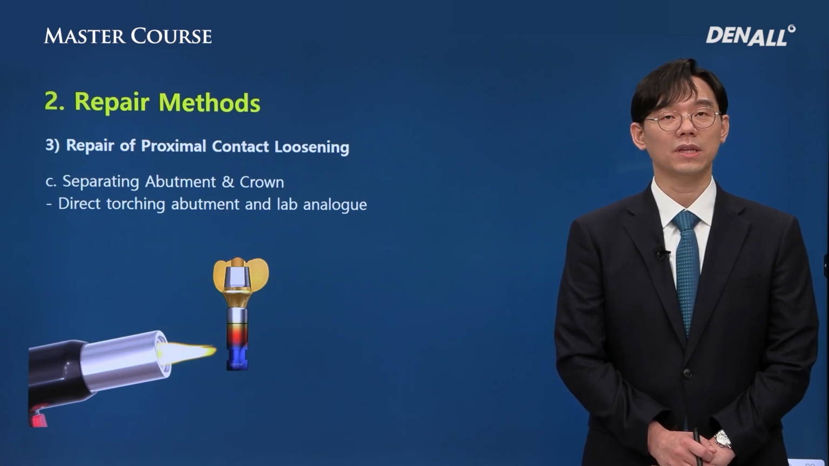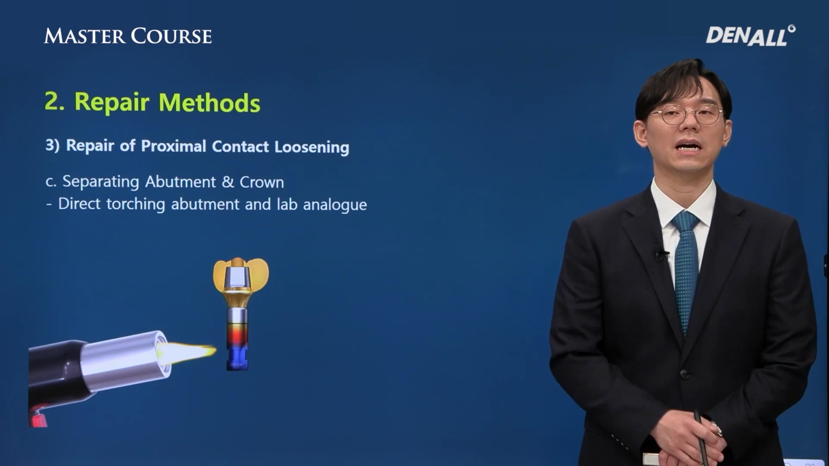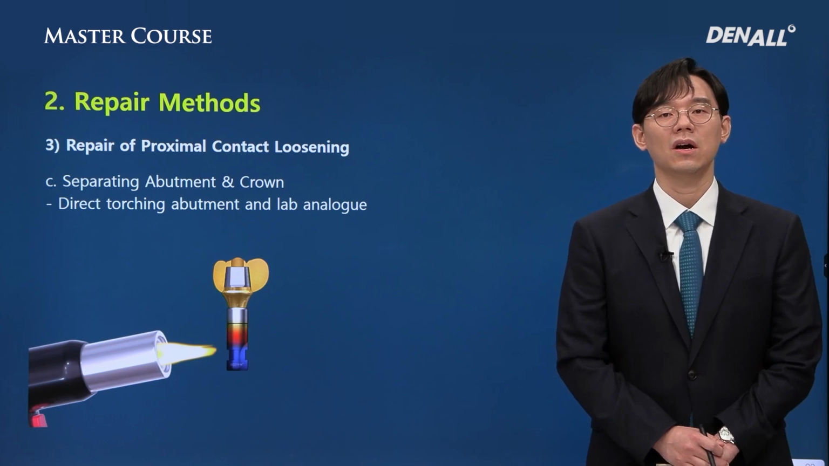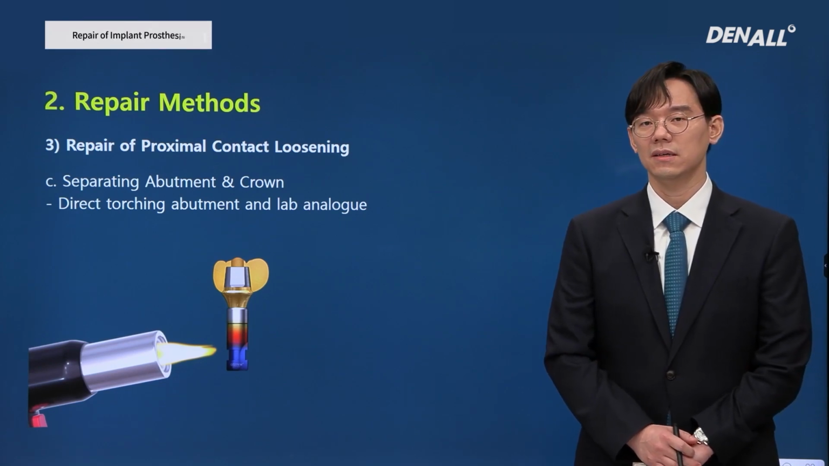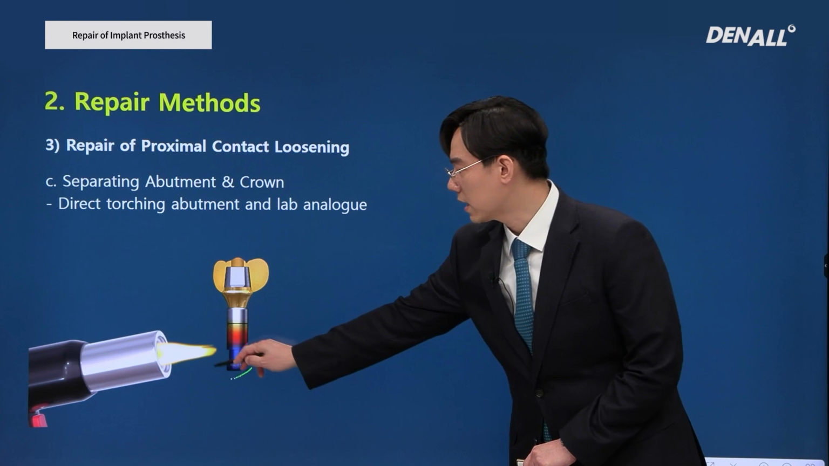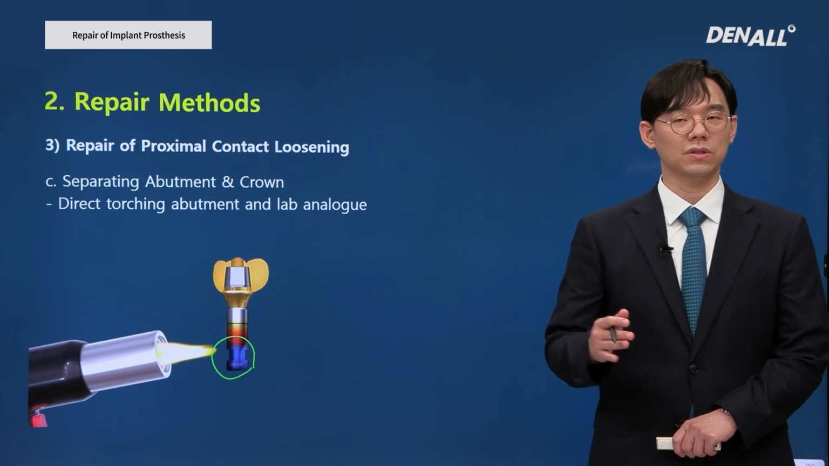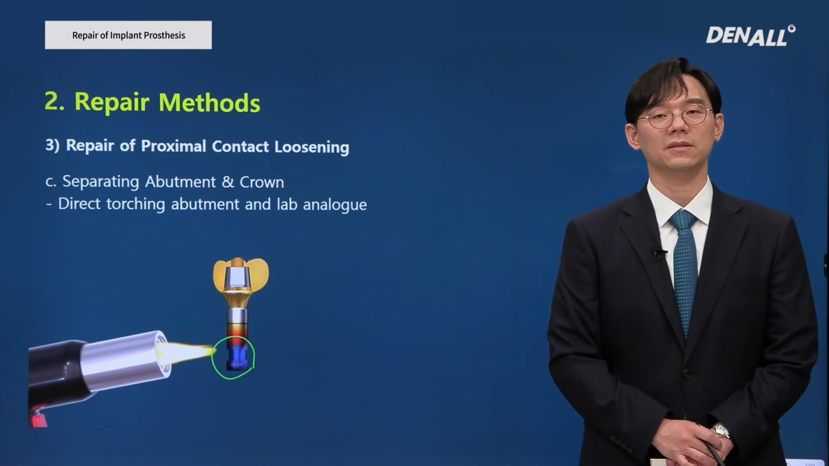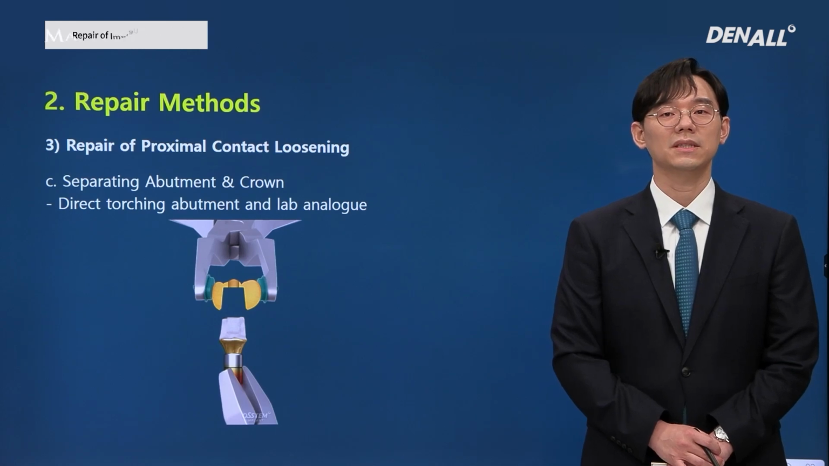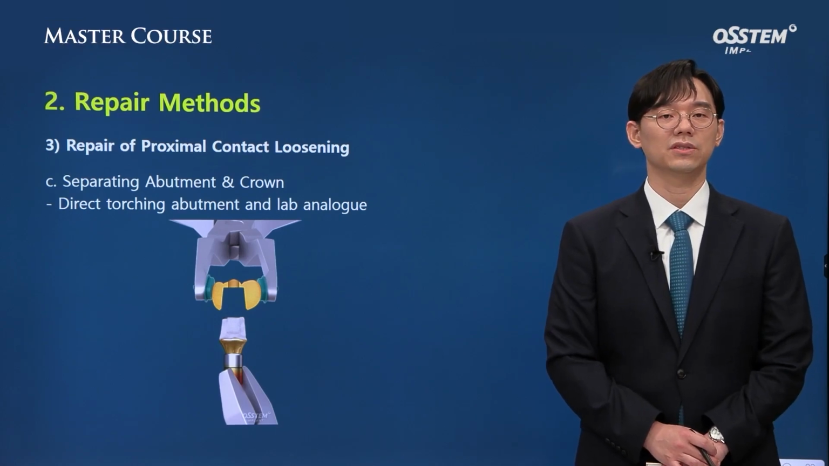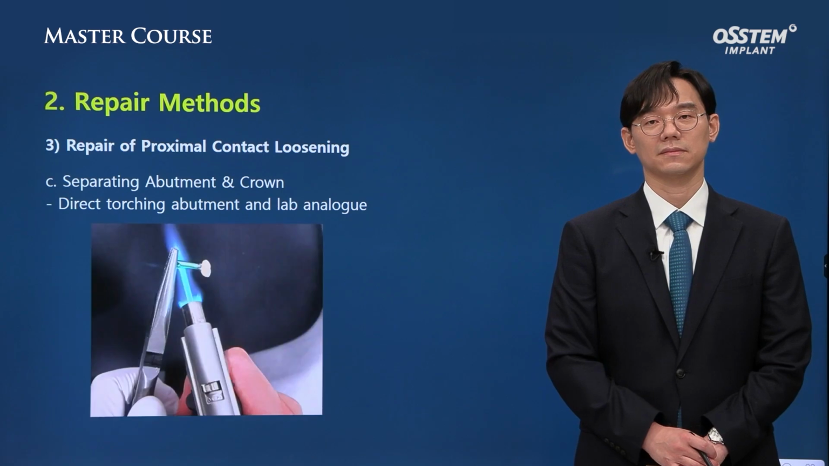If you don't have a furnace, then you can do direct torching. You do not do this on the abutment directly. You apply heat on the lab analog for indirect heating. Once the cement becomes weak, you can separate it using crown forceps.